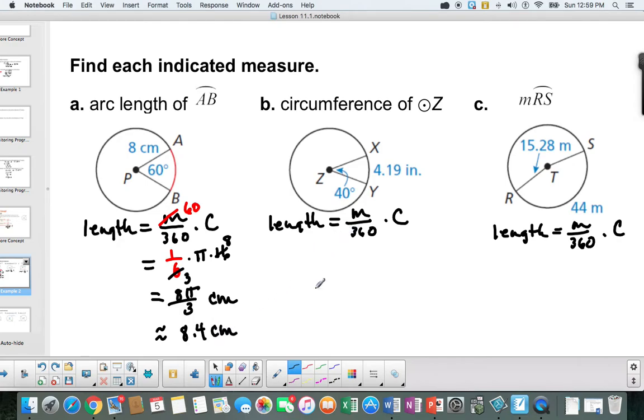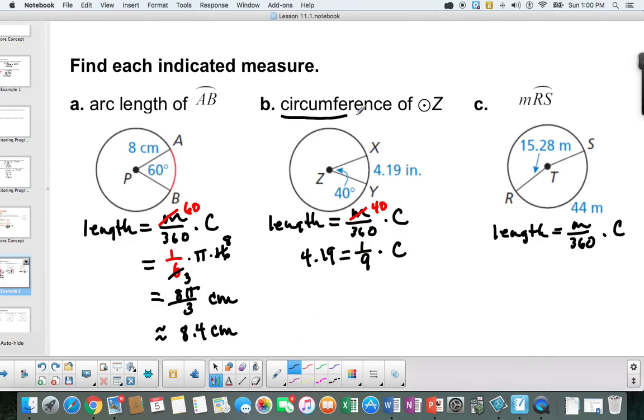In this particular problem, my length is known. I have this length, and it's 4.19. I do have the degree, so that's 40, and that amounts to 1/9 times C.